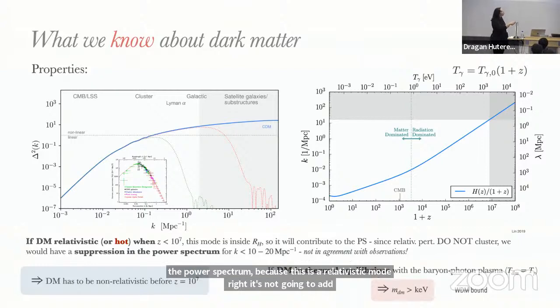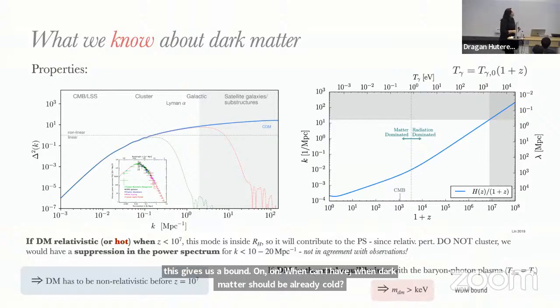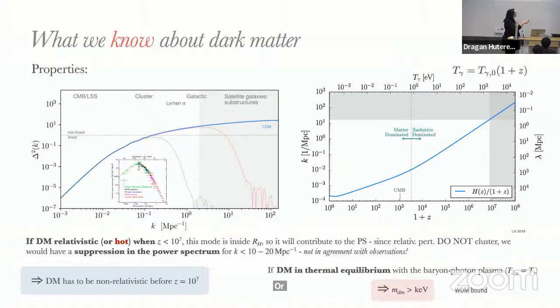Everything that is here, all the modes that enter the horizon, the Hubble radius, in this white region need to be cold to explain the data. So this gives us a bound on when dark matter should already be cold or warm. So for all the modes that have k equals 10, they need to enter the horizon, they need to be cold by the redshift 10 to the 7. That's how you should read this. Otherwise, they're going to suppress the power spectrum.